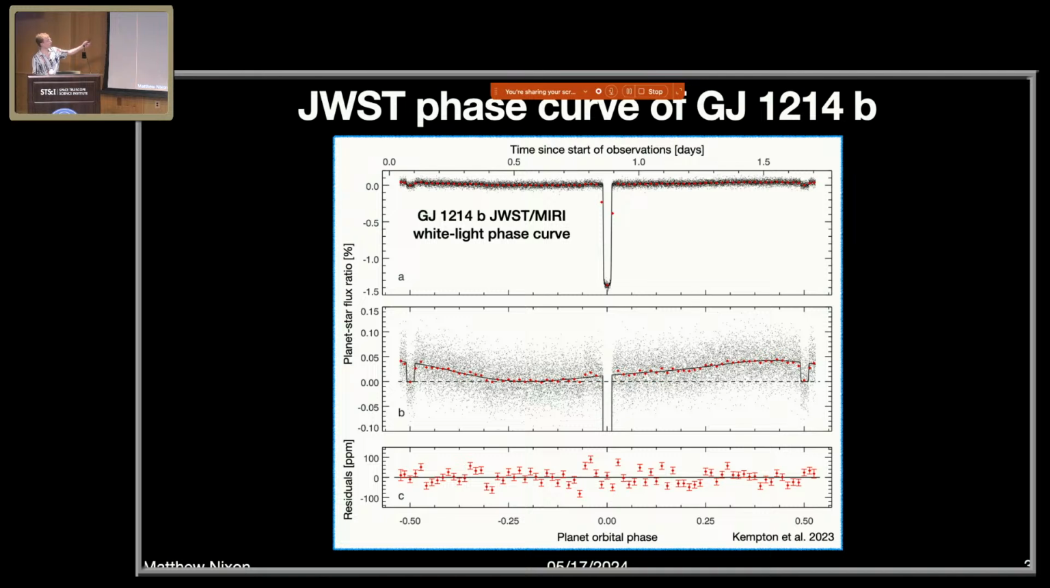And so here I'm just showing the white light phase curve. You can see the transit in the middle and 2 eclipses there. As well as demonstrating the capability of JWST to get these really exquisite phase curves of these kinds of planet, we did also learn some new things about the planet's atmosphere.